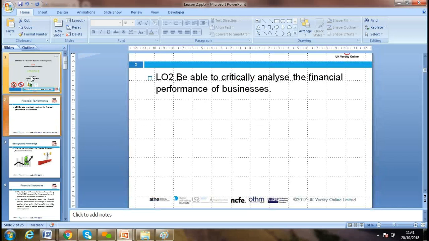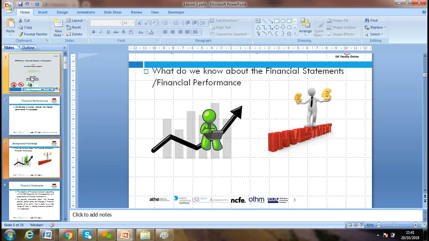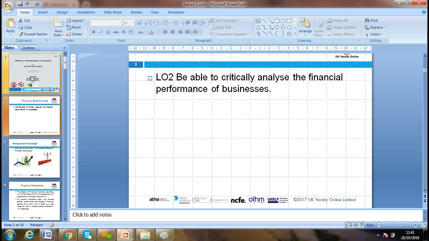So welcome everyone. We'll start our lesson today, lesson 2, where we're supposed to discuss and learn about LO2 under lesson 2, financial management, OTHM level 7, or any other course you're following these slides as well. You're all welcome. So, be able to critically analyze the financial performance.